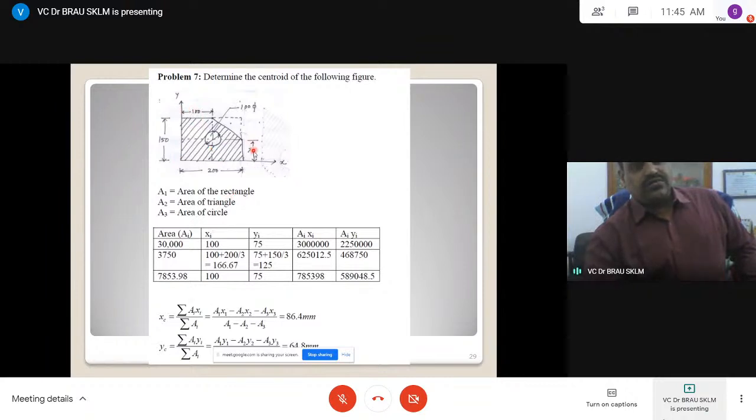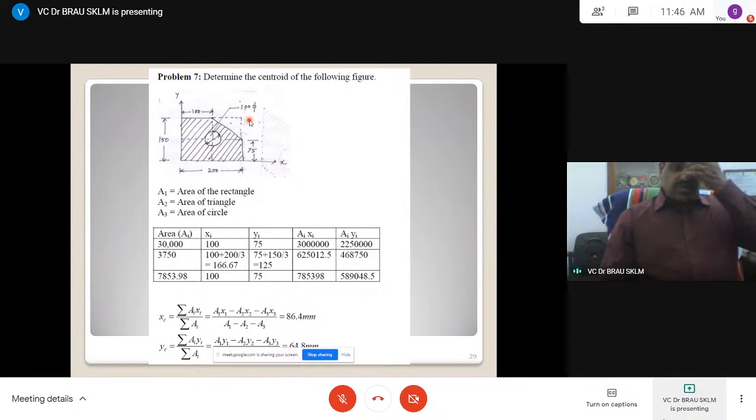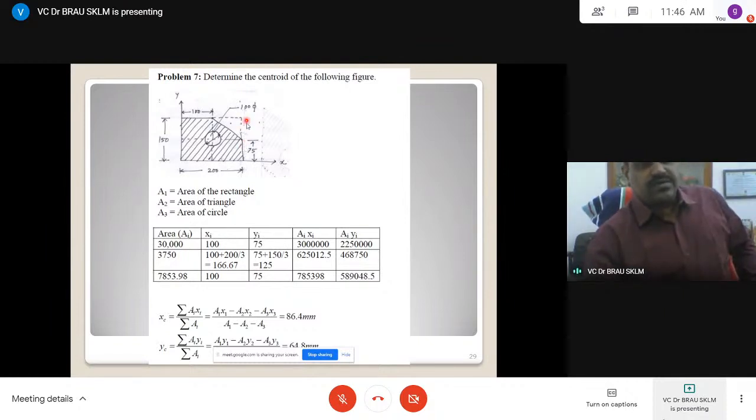Then y is 75 plus h by 3, 2h by 3 it is, 2h from the apex. Not this 200, it means 2h by 3. This 150 means 75 by 3 into 2, 150 by 3. Now this particular circle is at the midpoint, 75.